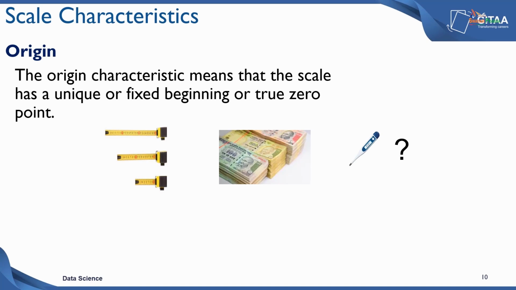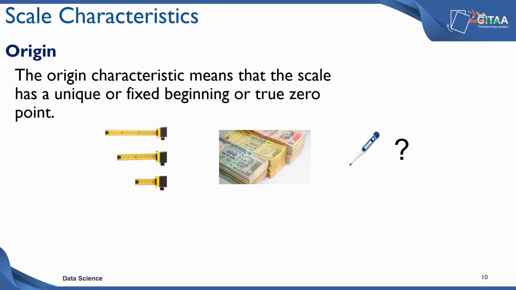The same thing is true in currency. The reason why we can do this and do multiplication between two variable values is because they have a true origin. So there is a 0. 0 centimeters is equal to 0 feet is equal to 0 inches. Similarly, $0 is equal to 0 euro is equal to 0 rupees. Therefore, there is a true 0 that's defined.